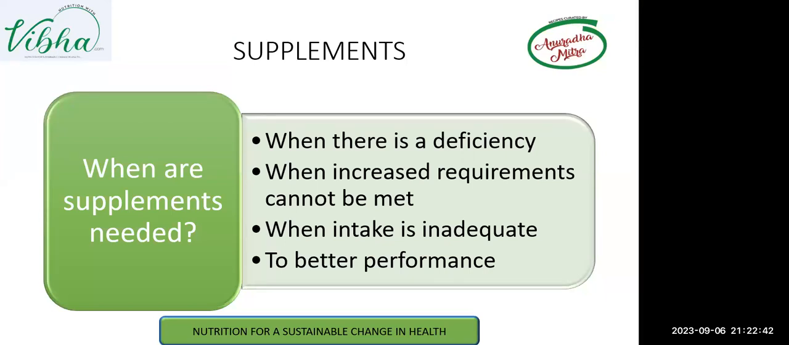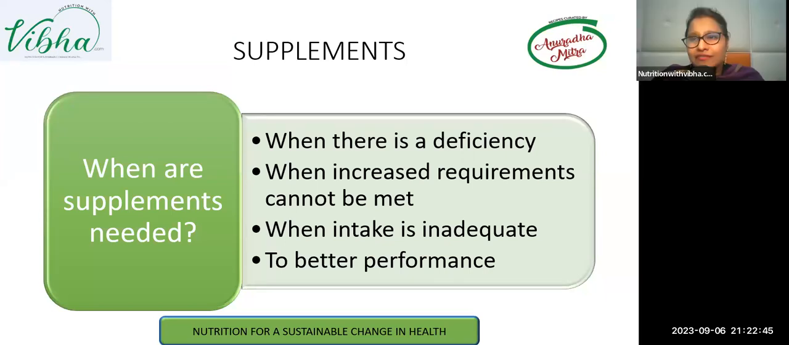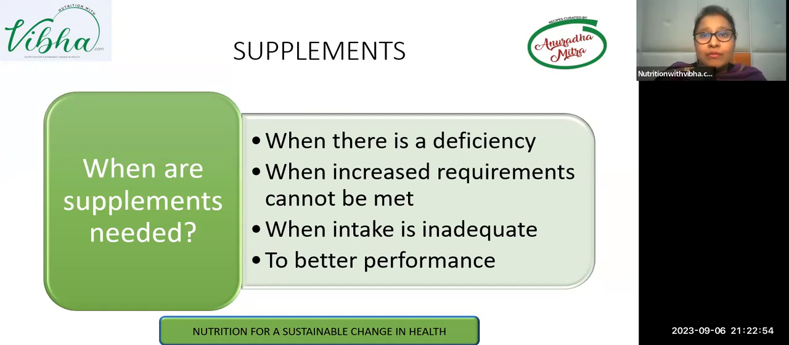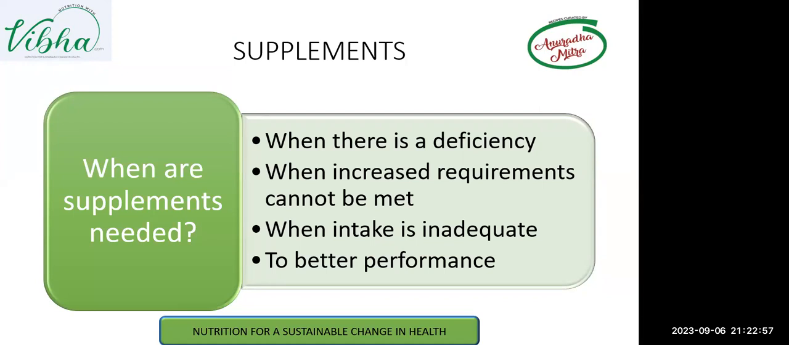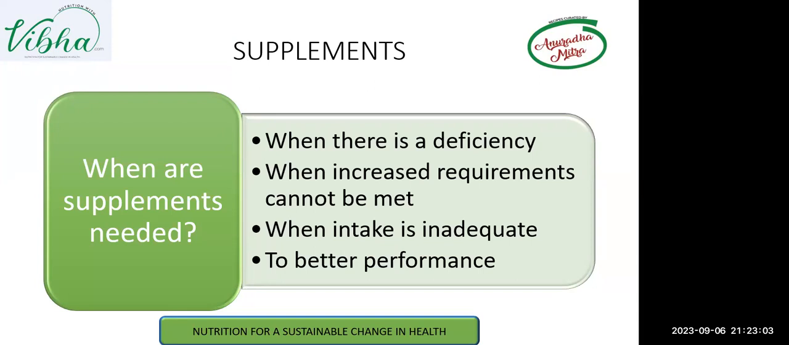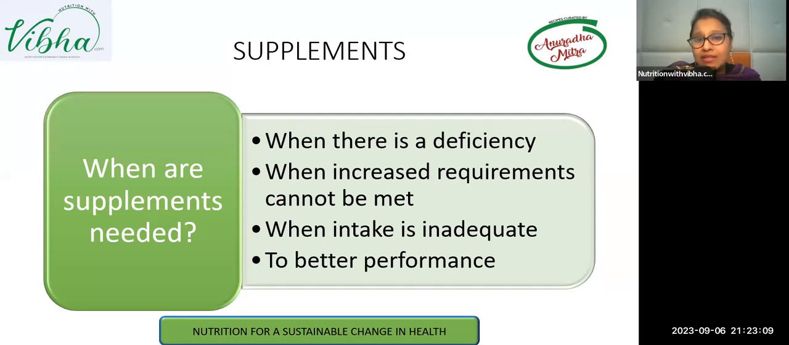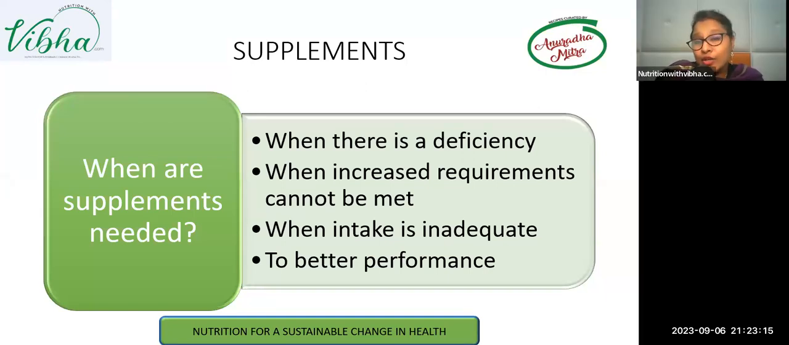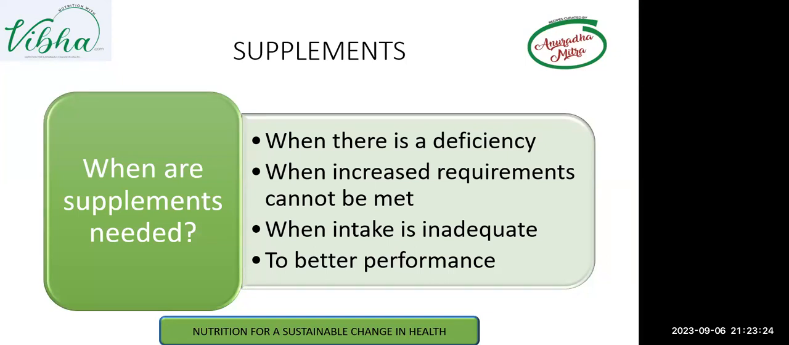If there is a deficiency, then to take care of the deficiency, just food is not enough. We will have to use supplements. Suppose you have an increased requirement which the person is not meeting from food, for whatever reason. Sometimes people do not have a very good appetite. Sometimes the person's schedule is not convenient for preparing the things which are required. So we'll have to find a way around it. When there's an increased requirement which cannot be met through food, yes, we look at supplements. When intake is inadequate, we look at supplements, and sometimes we look at supplements to better performance also.